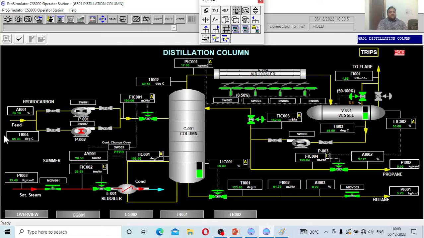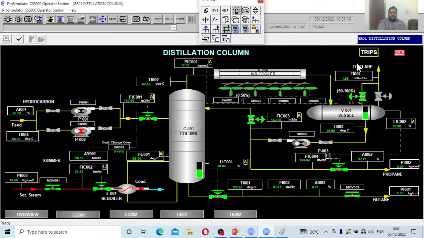The flow rates and everything are given. You can see 190 meter cube per hour of flow is going in at this present moment, the exit here is 100.83 meter cube per hour, and the exit from the bottoms is 81.79 meter cube per hour. This is the overall idea, and this is where the control jobs come into play.